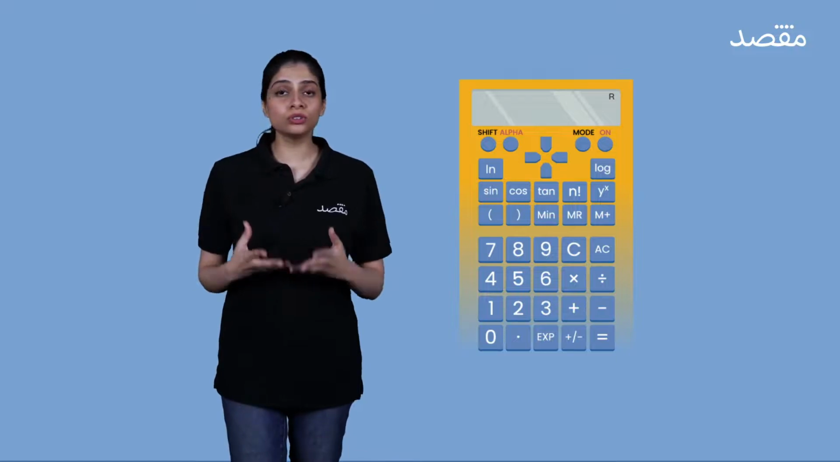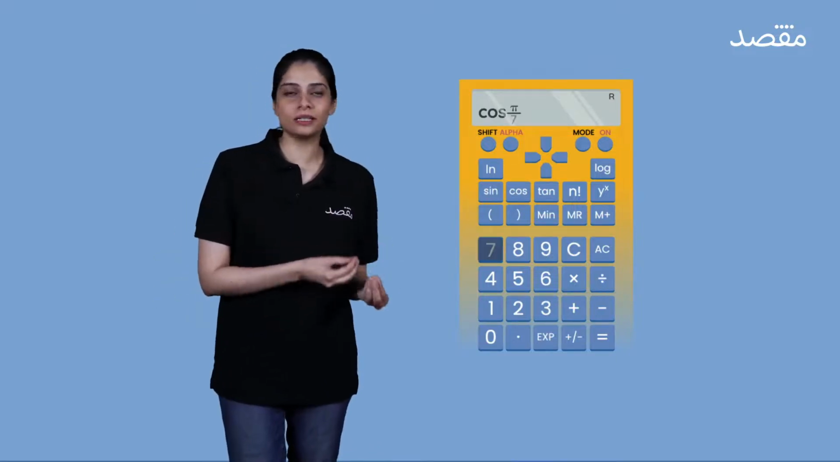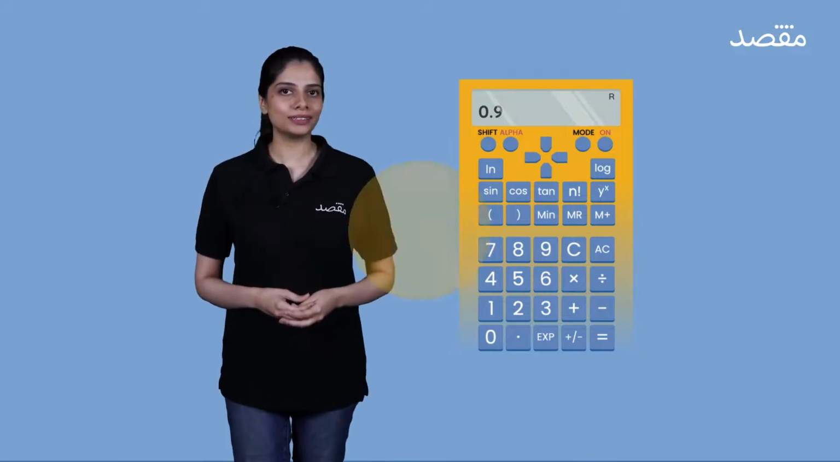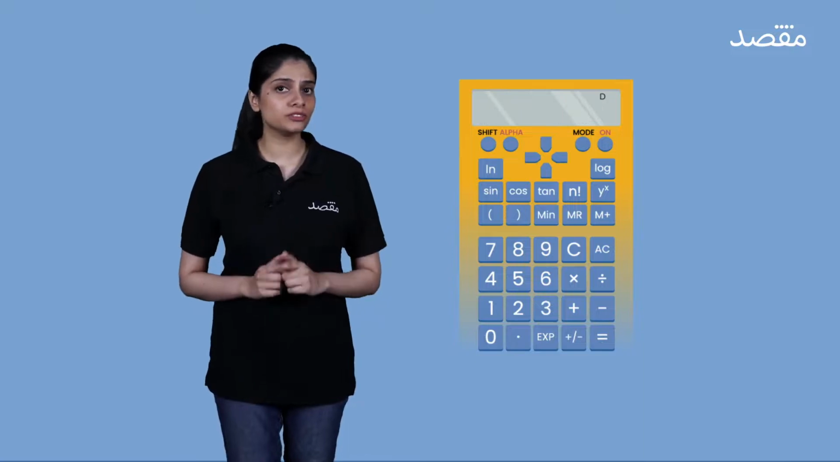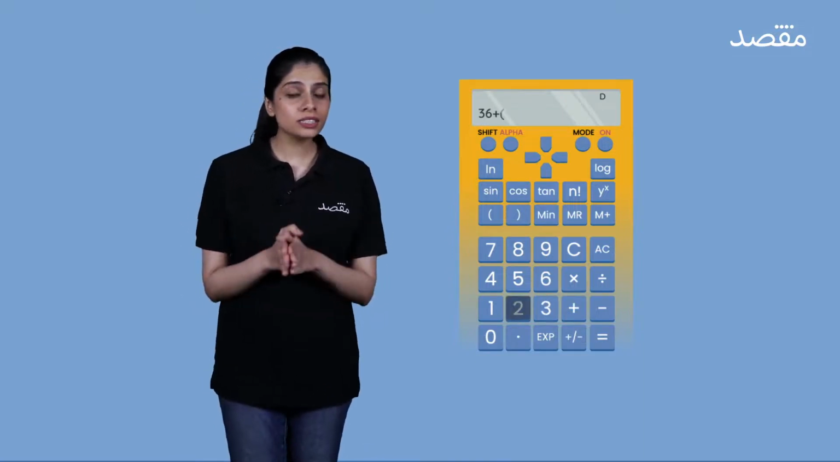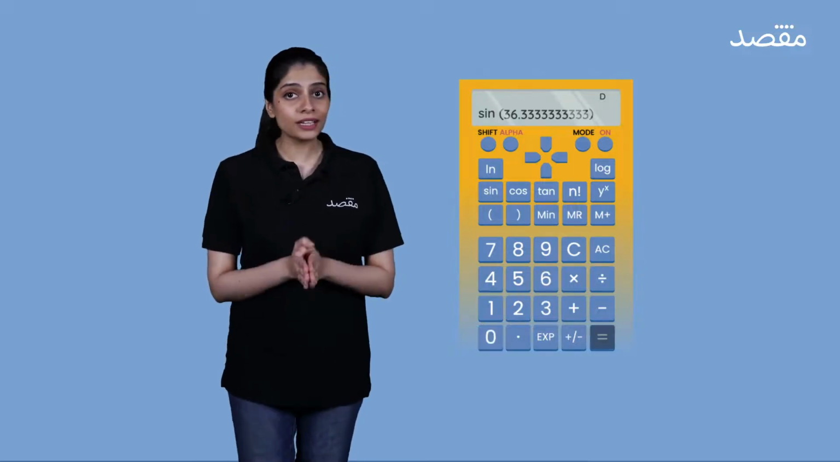So to find out cos pi by 7 for example, we press cos then pi divided by 7 and we get 0.9. For degrees in minutes and seconds, don't forget to convert the values first. So 36 degrees 20 minutes will become 36.3 degrees and the sine of that will be 0.59.